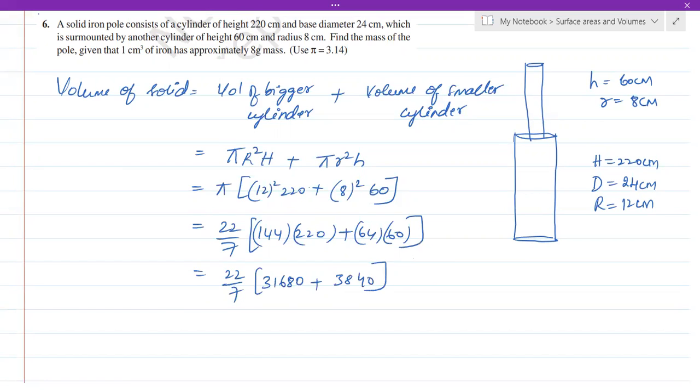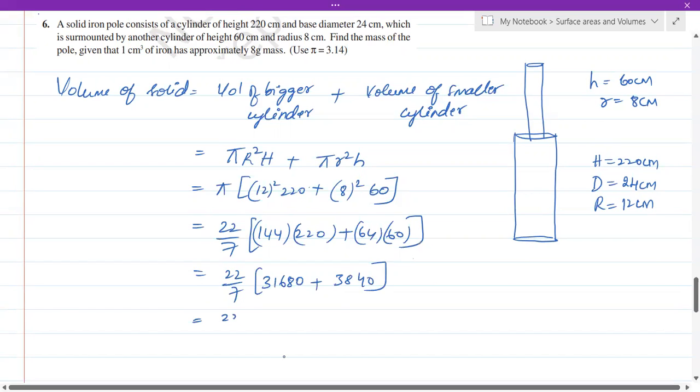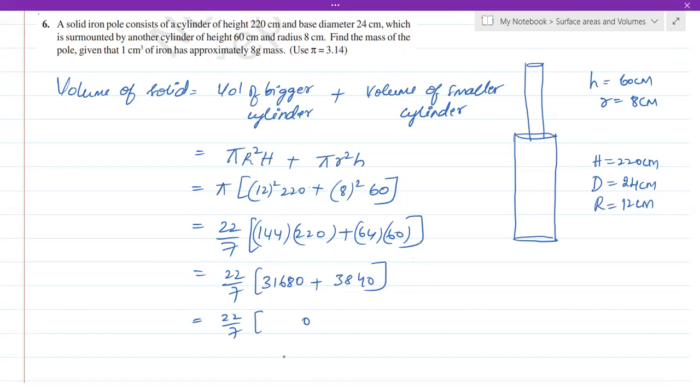So 22 by 7 into this comes around, 0, 12, 9 plus 6, 15, 2, 2 plus 3, 5, so 35,520. Okay, so this is the volume of the solid. Let's not multiply. Let's keep it as it is. Volume of the solid is so much.